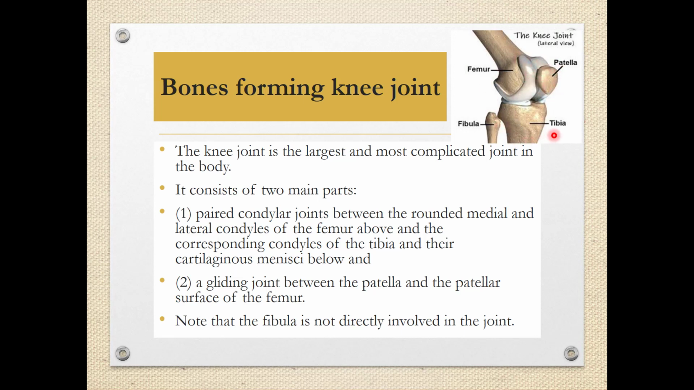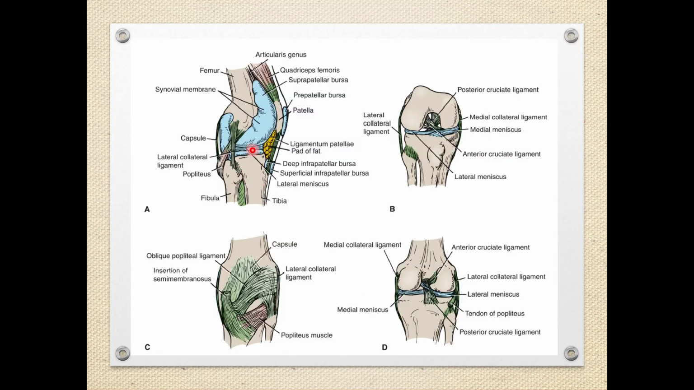So these are the three bones which are involved in the formation of knee joint. First of all femur, then tibia, and then patella. Fibula is not involved in the formation of the knee joint. See here in this diagram, this is femur, this is patella, and this is tibia. Okay, these three bones are involved in the formation of knee joint.